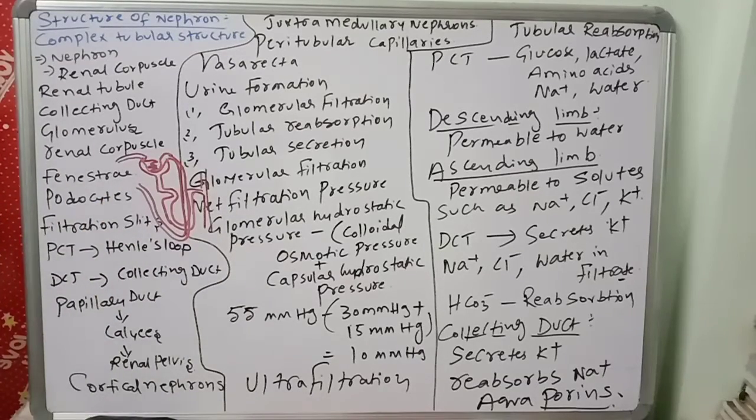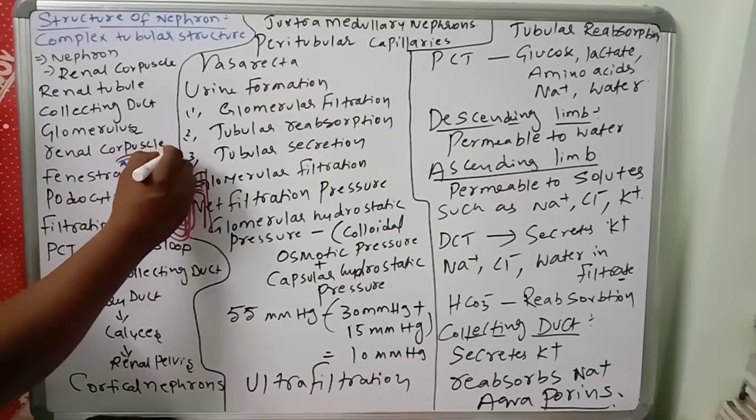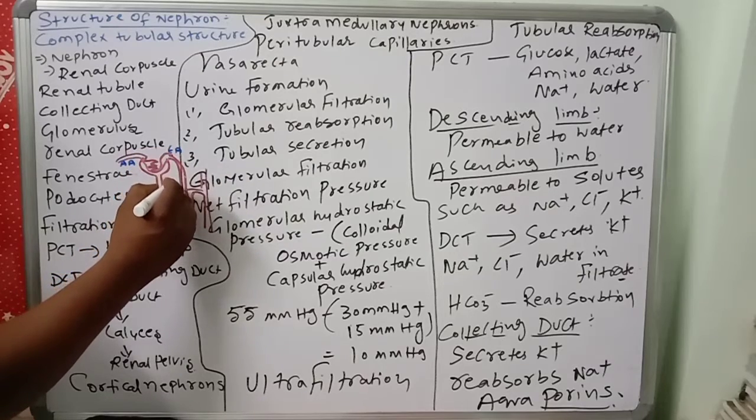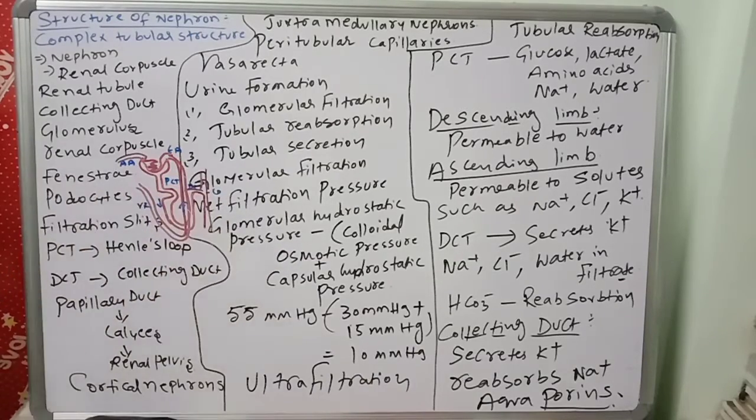So now we are going to discuss the complete structure of the nephron. What is this one? Efferent arteriole, PCT, descending loop of Henle, ascending loop, DCT, collecting duct, vasa recta. This is most important for understanding the nephron.